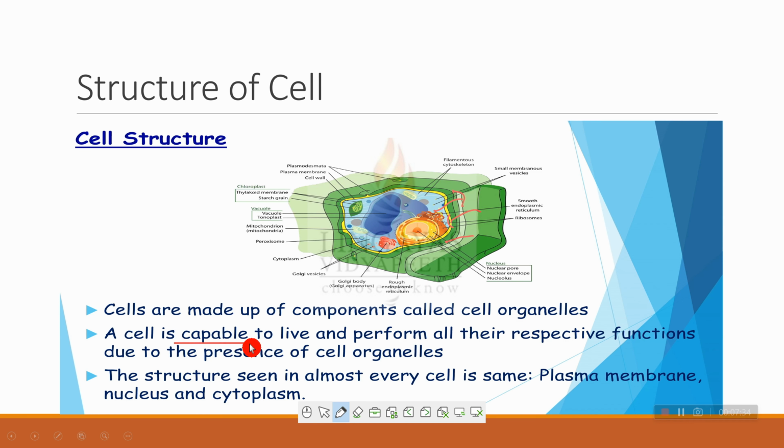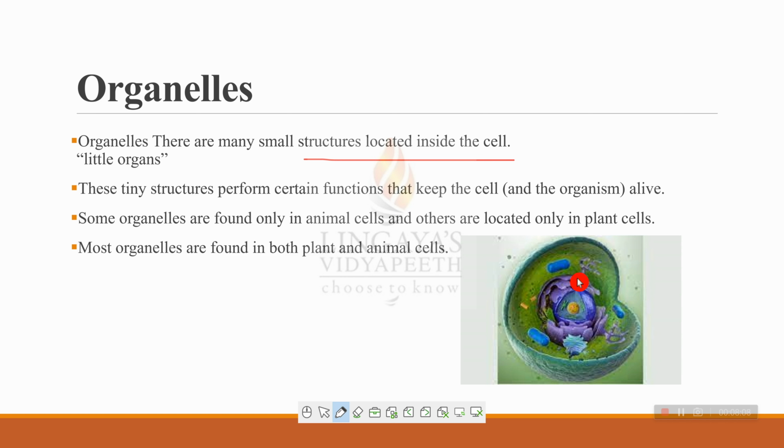Talking about organelles. What are organelles? Organelles are small structures located inside the cells, or we can also call them little organs. They perform certain functions that keep the cell alive, and the cell does not die because of the presence of these organelles. Some organelles are present in the plant cell and other ones are in the animal cell. And some of these are similar to both of these.